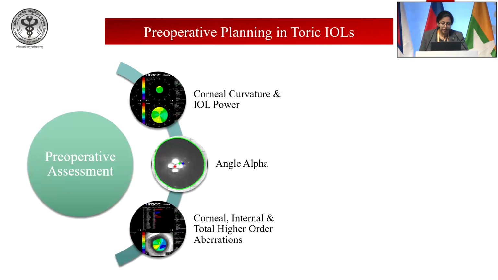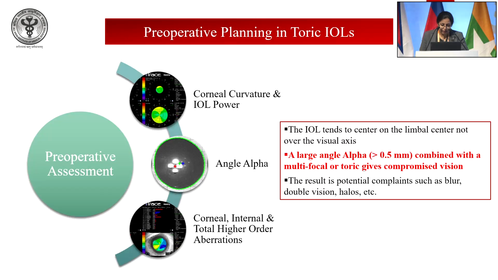So the corneal curvature and IOL have to be assessed preoperatively. Angle alpha: the IOL tends to center on the limbal center and not over the visual axis, and a large angle alpha combined with a multifocal or toric gives compromised vision, leading to potential complaints such as blur, double vision, halos, etc.